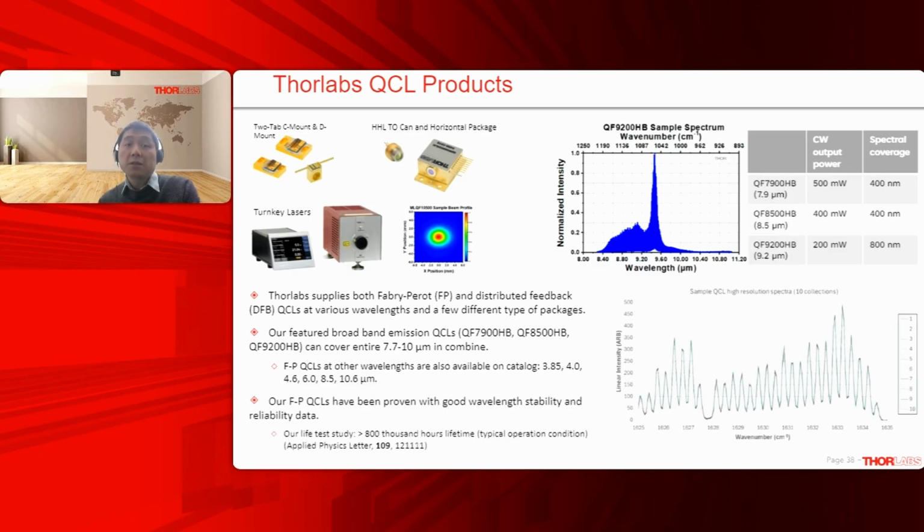Last but not least, our Fabry-Perot QCL products have been proven with very good spectrum stability and reliability. Here's a plot of a laser spectrum of a Fabry-Perot QCL collected 10 times and superimposed together. The 10 spectra overlap each other perfectly. With the high resolution data, we can resolve the Fabry-Perot modes, and we can see clearly the mode position and intensity did not change with time. We also did a life test study on QCLs many years ago, and our Fabry-Perot QCLs have more than 800,000 hours lifetime at a typical operation condition.